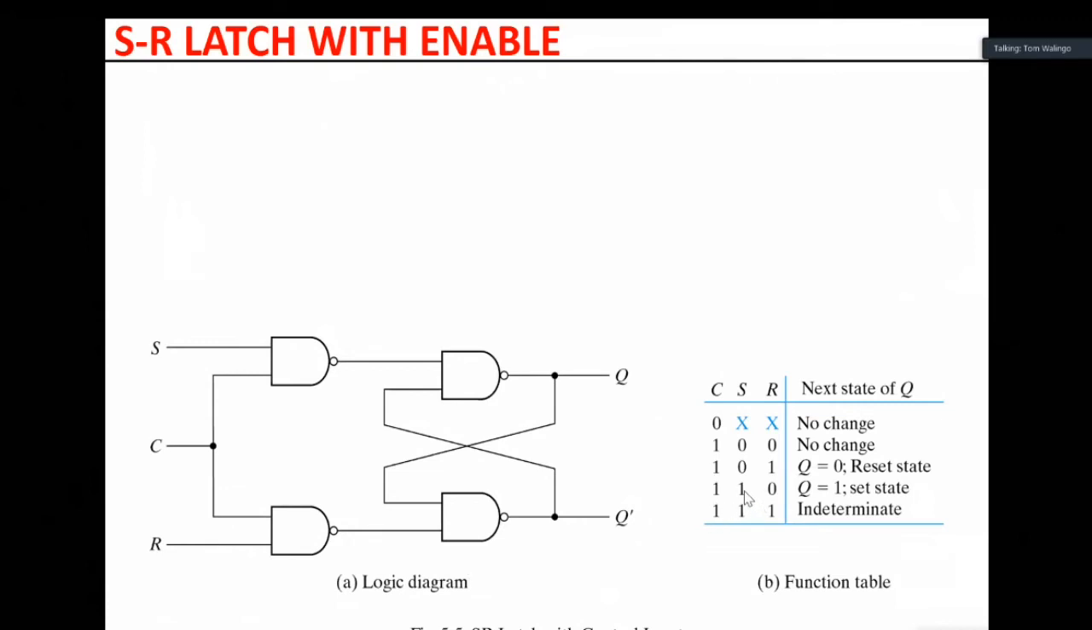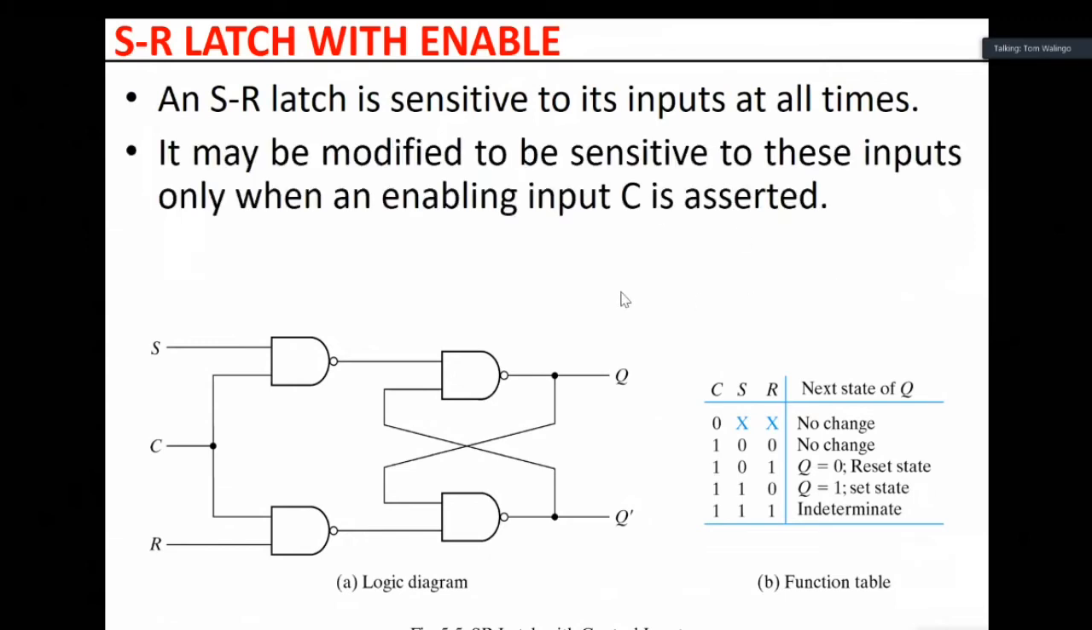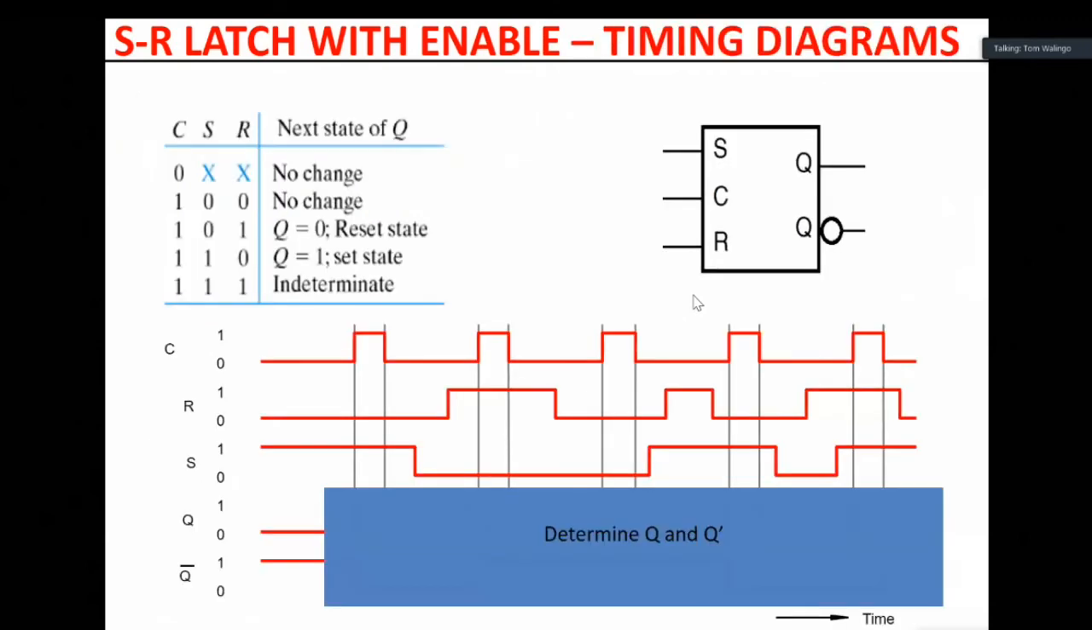So it is set when S is 1. When R is 1, it is reset. And then they shouldn't both be 1, as we saw, indeterminate or undesirable state. So an SR latch is sensitive to its inputs at all times. It may be modified to be sensitive to these inputs only when an enable is asserted. So the circuit behaves like the SR NOR latch when the enable or C is 1. It retains its state when C is 0. We have added some bit of control.